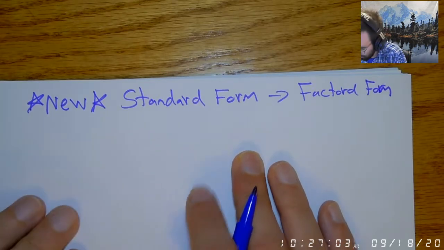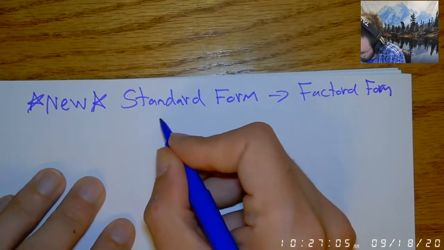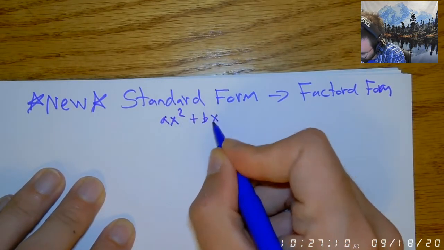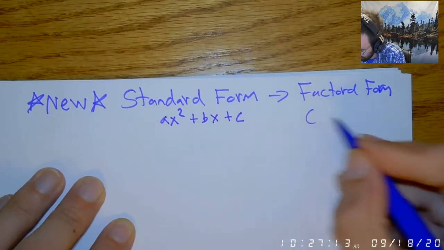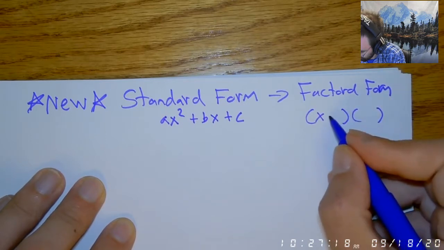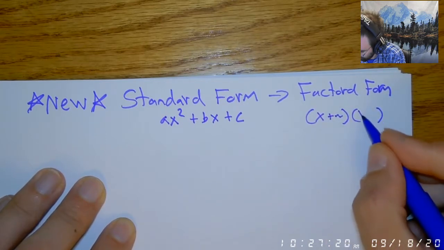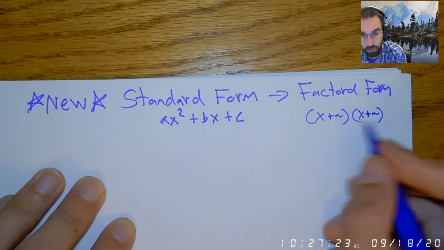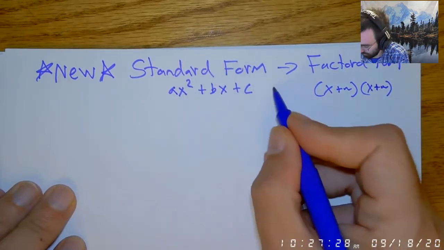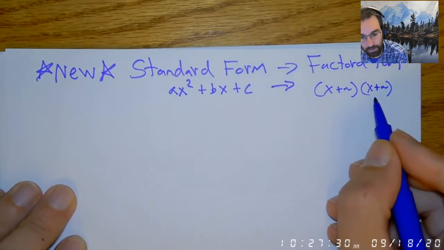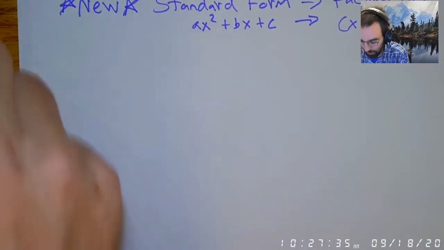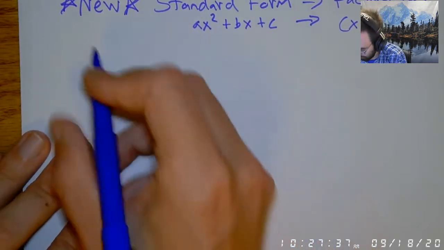Okay? Now, what I mean by standard form is we're going to look something like this. And we're going to get it to factored form, which looks like something like this. And I just put squigglies because we don't know yet what those are going to be, okay? So we're going to go from this to this, okay? So let's work backwards. I'm going to use that same equation we just found.